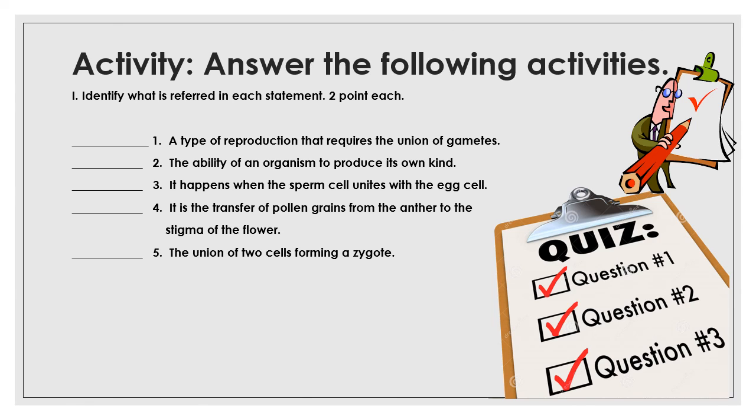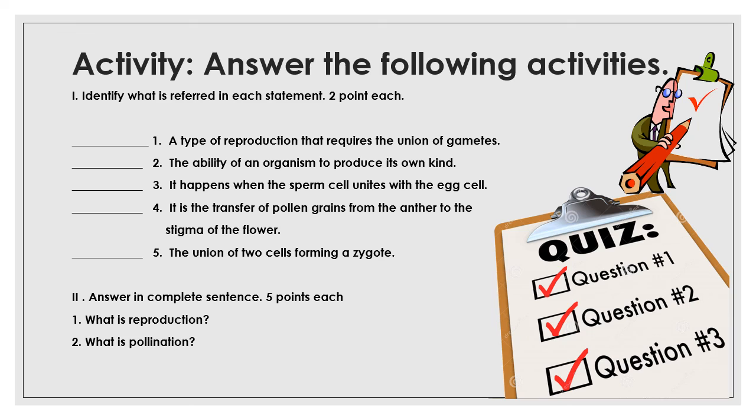Next, we have test 2. Test 2 is you just need to answer directly. Answer it in complete sentences, and that is 5 points each. 1. What is reproduction? 2. What is pollination? 3. Differentiate pollination from fertilization.